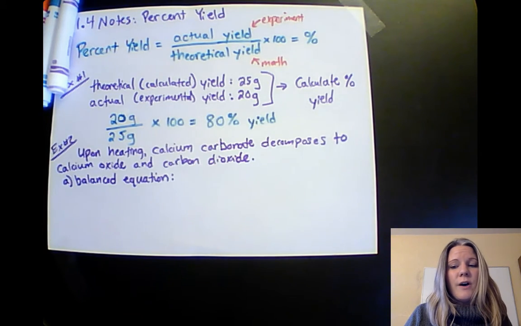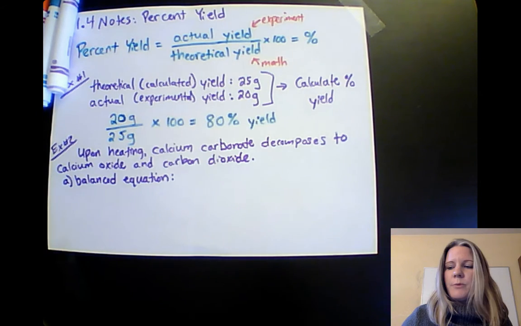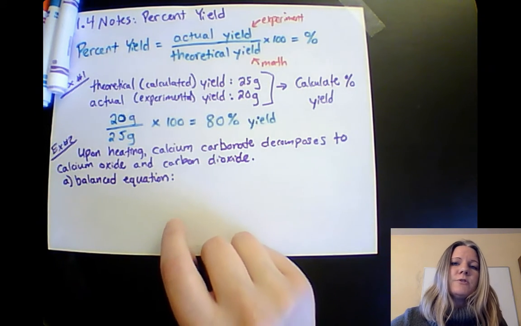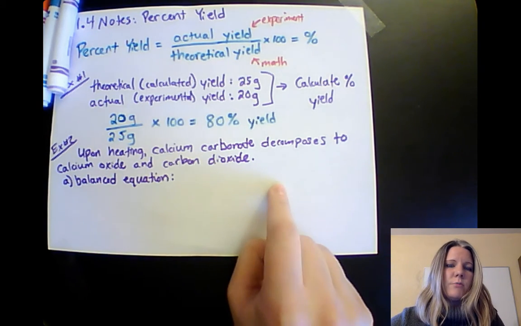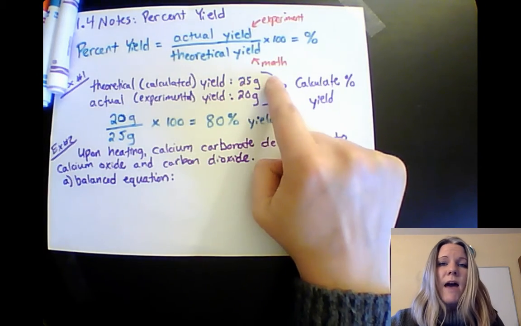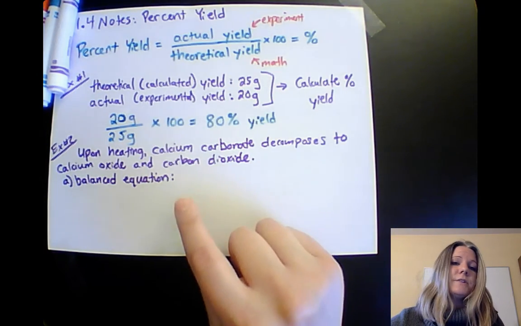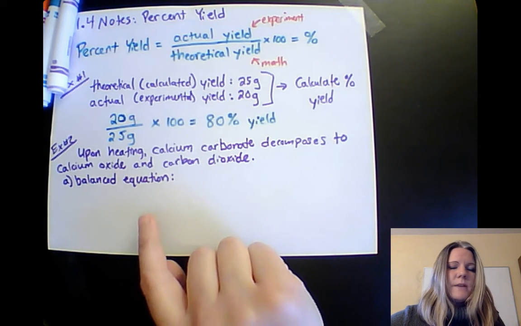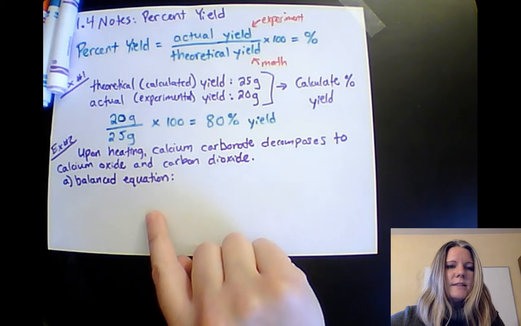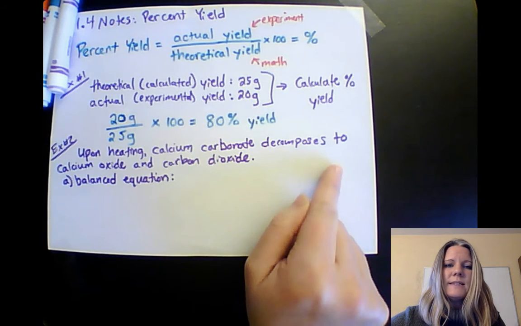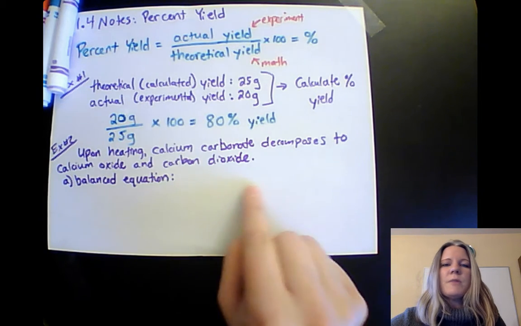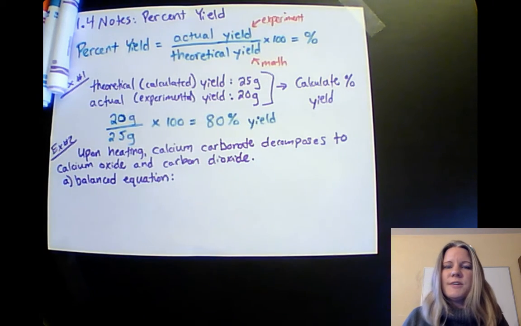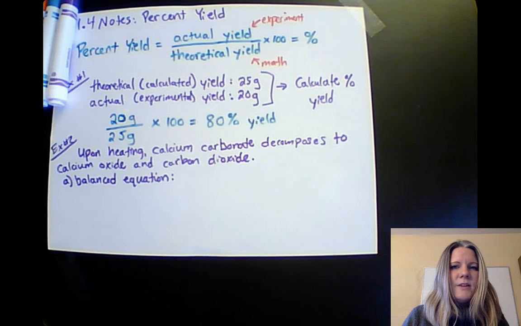Which brings us to our next example, in which we will be given grams, and we'll have to use stoichiometry to convert from grams of a reactant to grams of a product. And that involves some math. So we're going to find our theoretical yield by way of stoichiometry. So example 2: upon heating, calcium carbonate decomposes to calcium oxide and carbon dioxide. Go ahead and come up with a balanced equation, because that's the first thing that you need to do. So if this is your second time through the video, push pause and work this out.